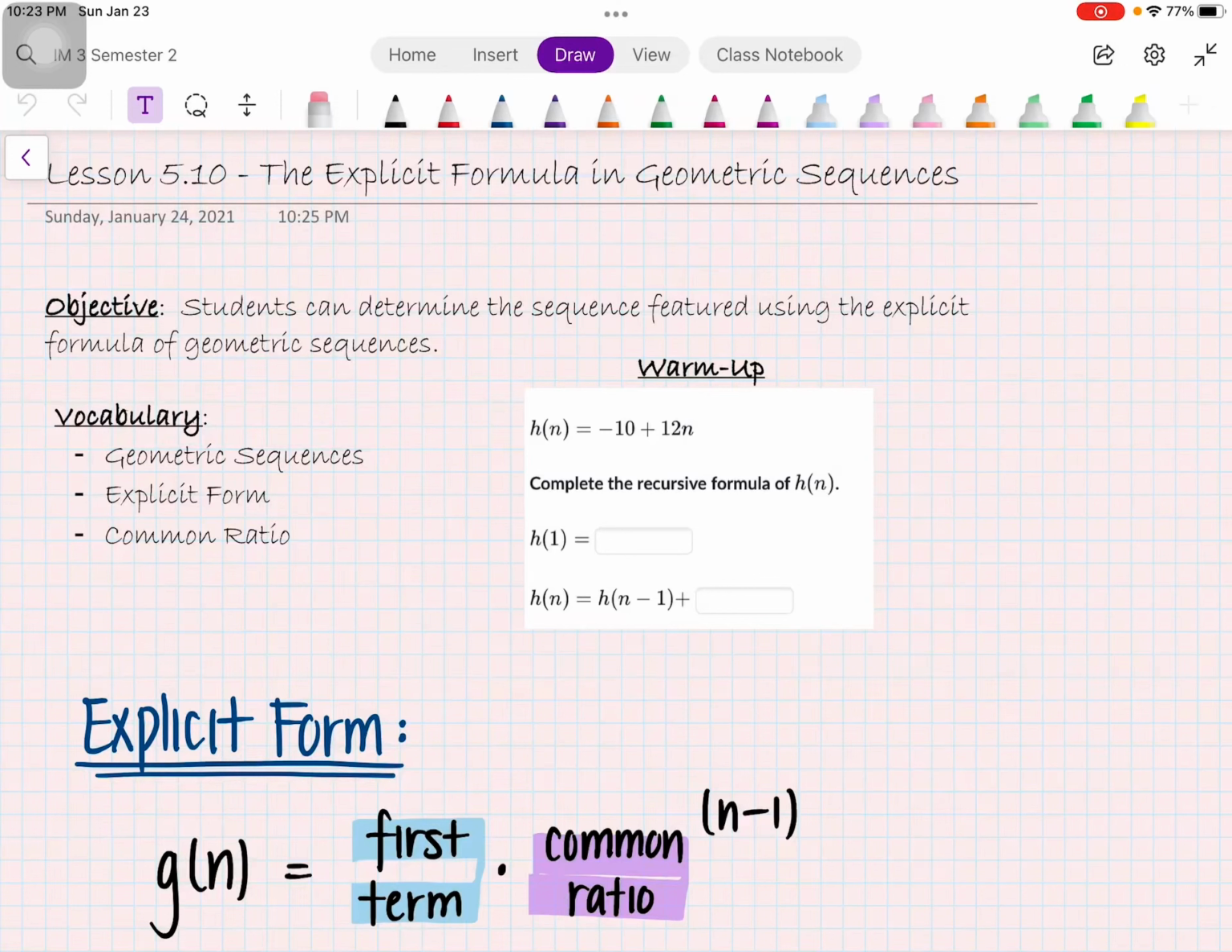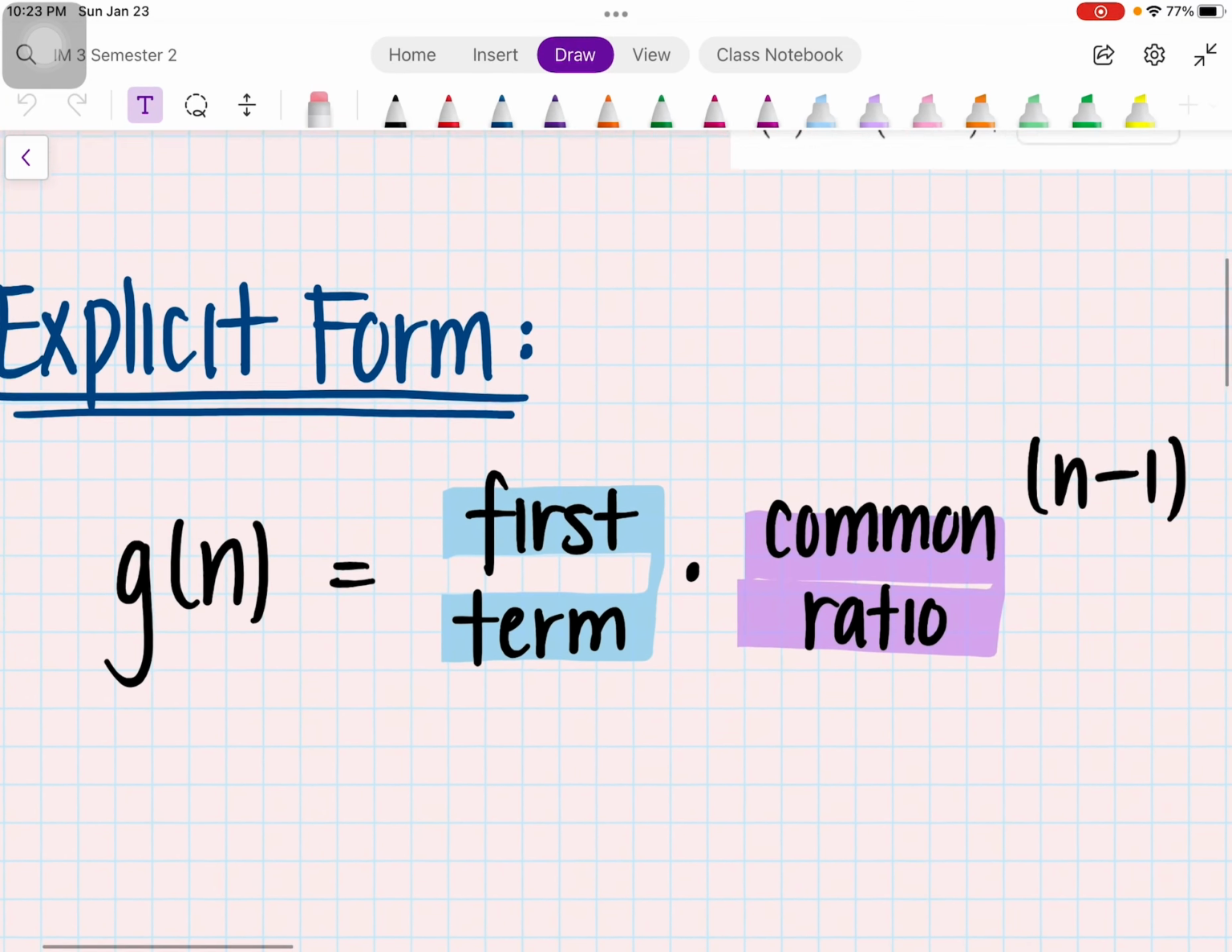All right, you guys, let's go ahead and get started here. We want to do lesson 5.7. We're doing explicit formula and geometric sequences. So let's get started first with the formula, guys.